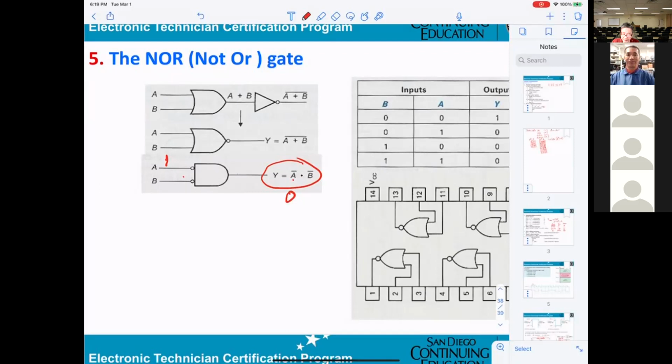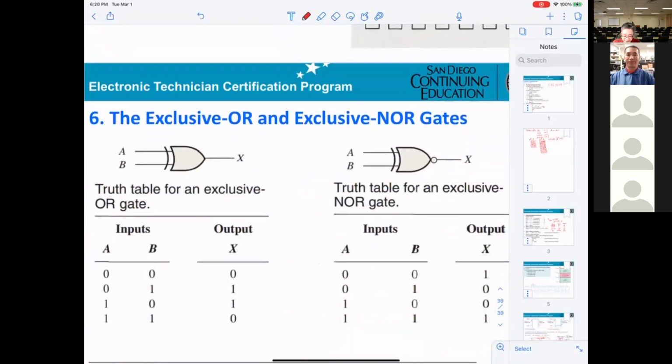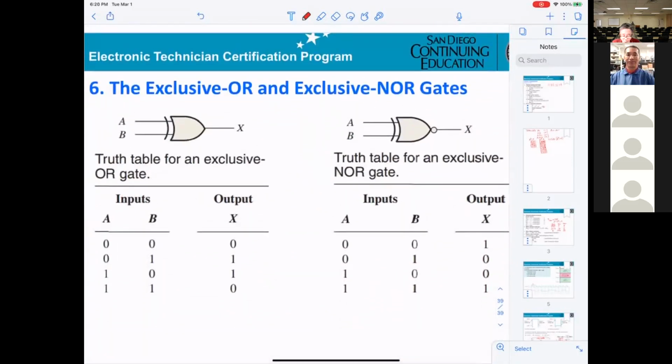Okay, you can see, Mr. Pham, did you say this is the same thing as saying not or? Not or. That's inverting of or. Okay, yeah, got it. And the IC will be the same thing. Now, next one, exclusive or and exclusive nor.